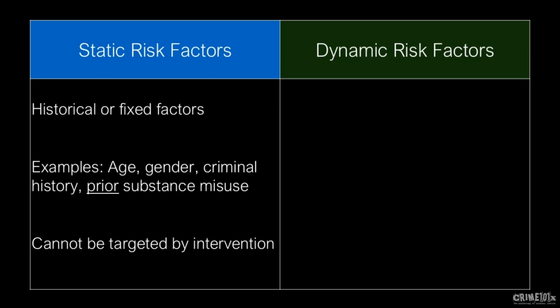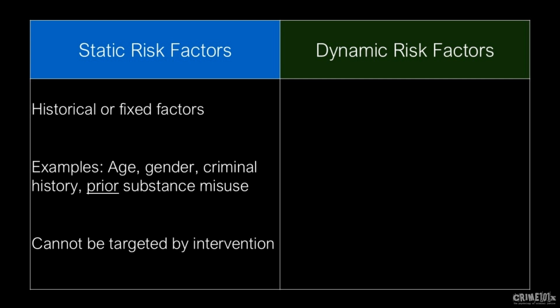Static risk factors are historical or unchangeable characteristics. Some examples of these can include a person's age, gender, juvenile and adult criminal history, or a history of substance misuse. Because static risk factors are unchanging, they cannot be directly targeted by interventions. So because we can't change the past, a history of antisocial behaviour is typically going to involve static risk factors.